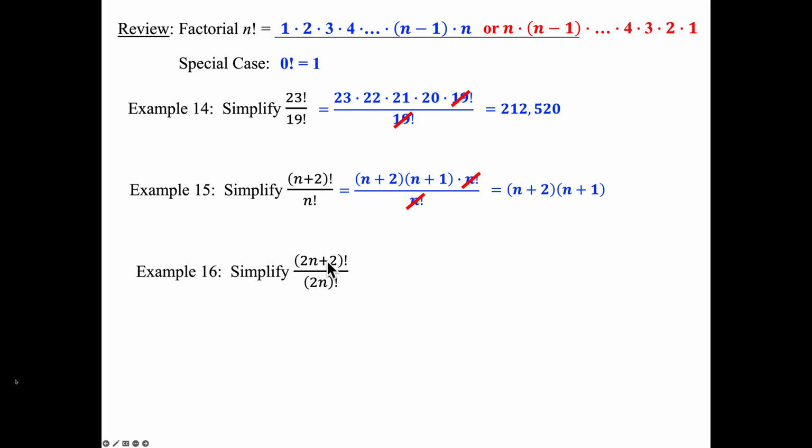If I have 2n plus 2 factorial over 2n factorial, I need to count backwards. Start with 2n plus 2. Subtract 1 from this 2, not the 2n, just here. 2n plus 1. Subtract 1 gives you 2n, so these 2n factorials, they should be in parentheses, but they're a match. You cancel them out. There's my answer.